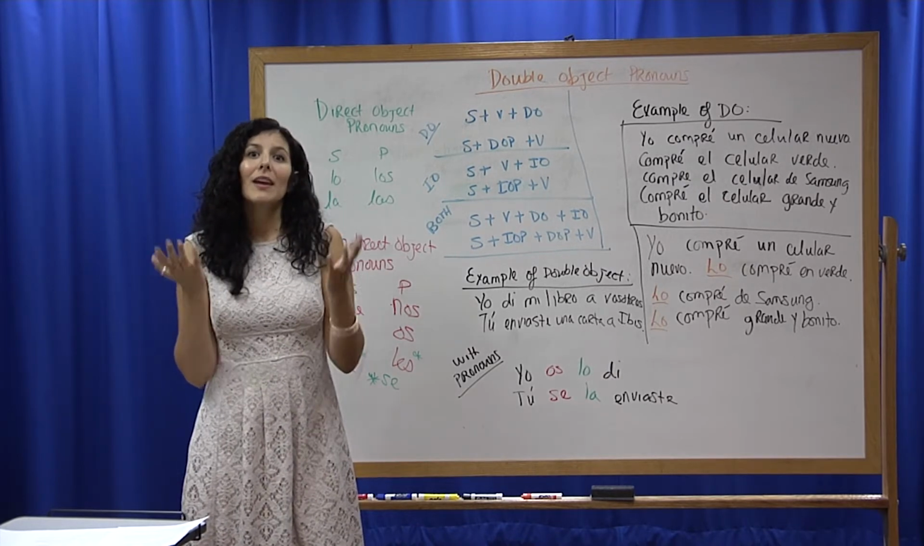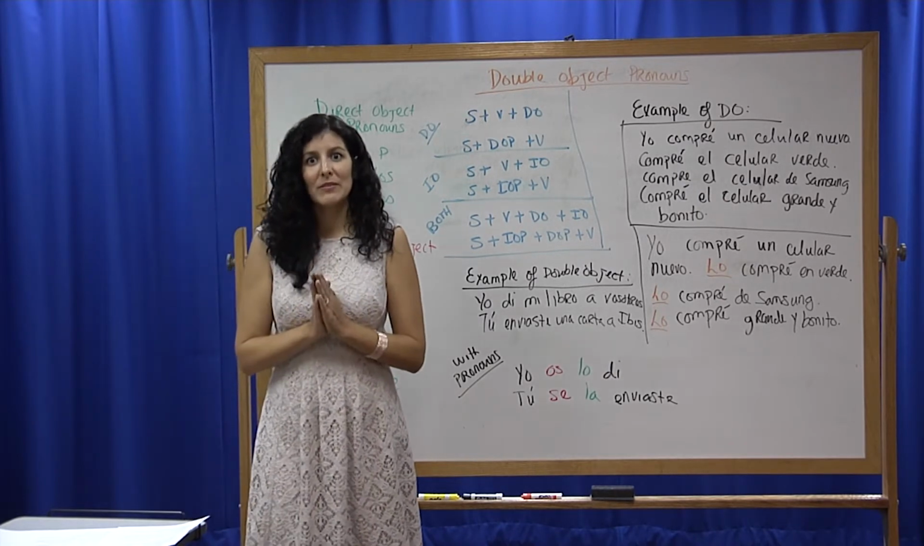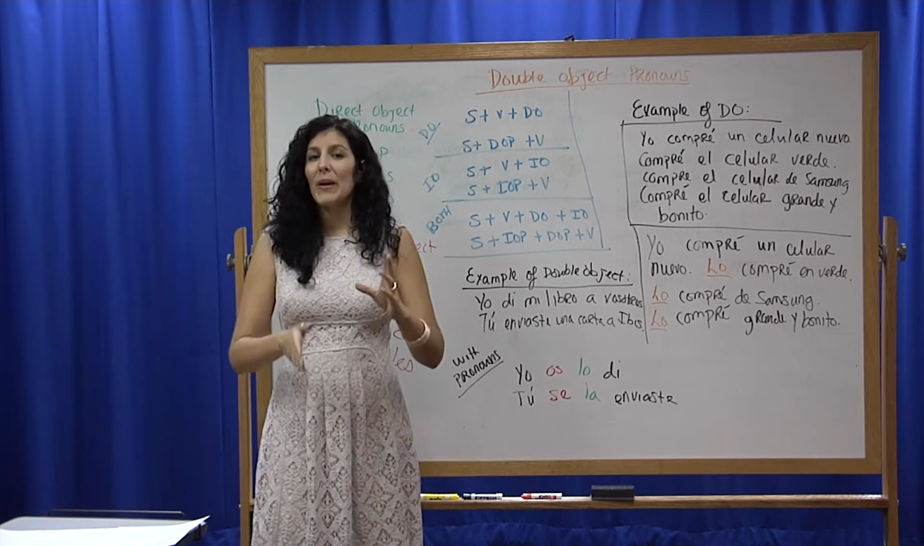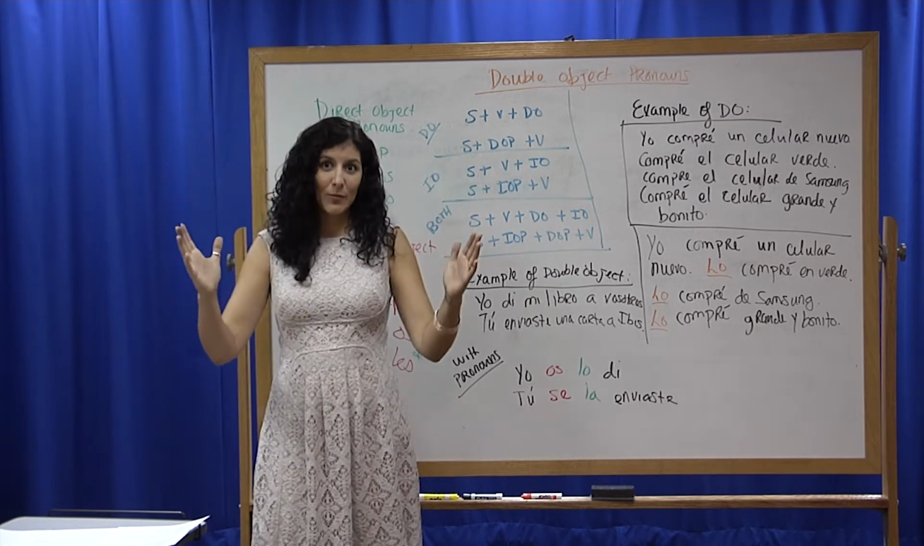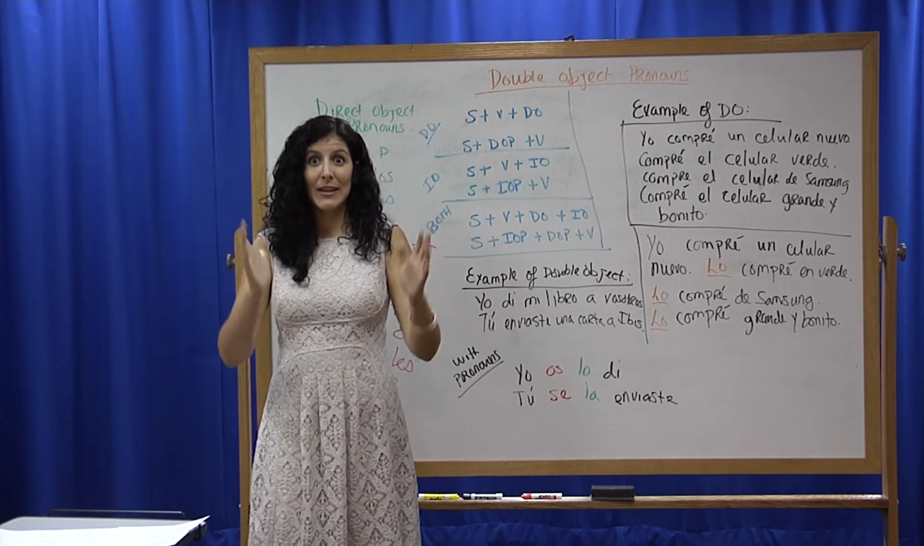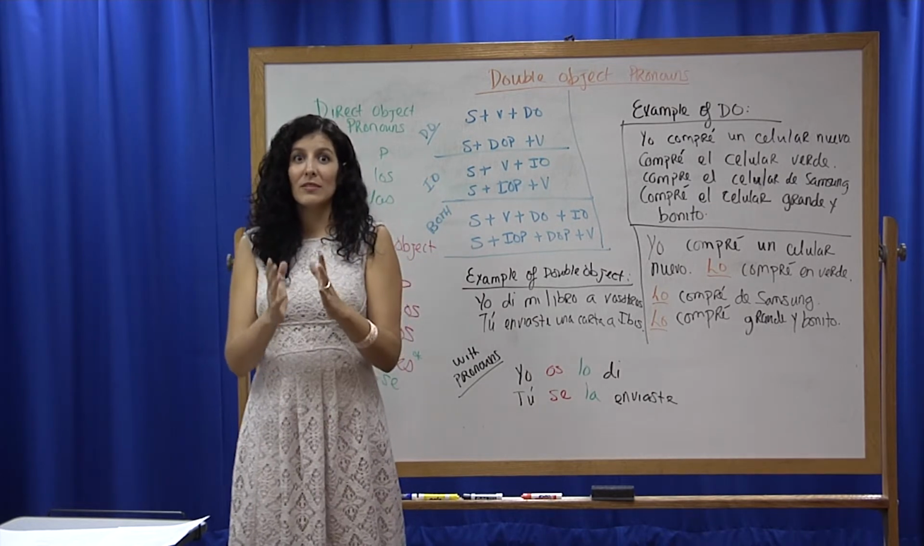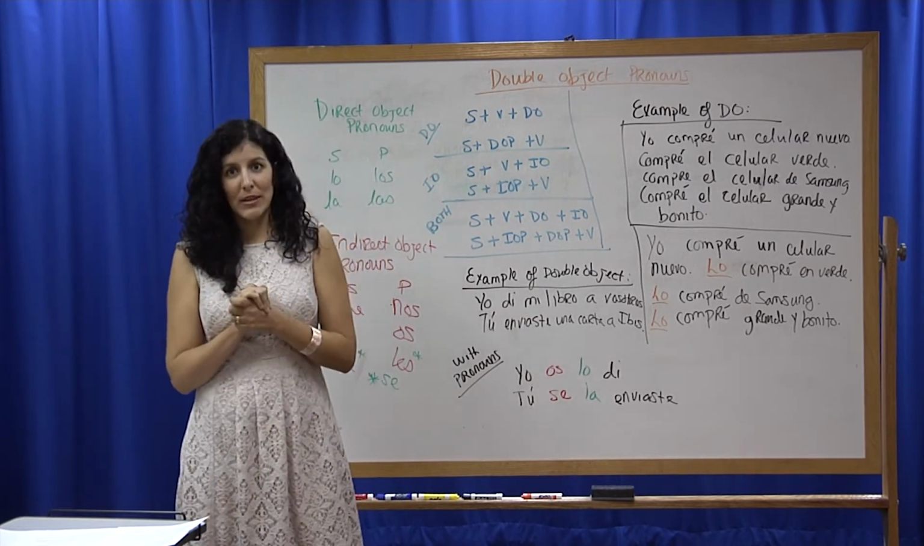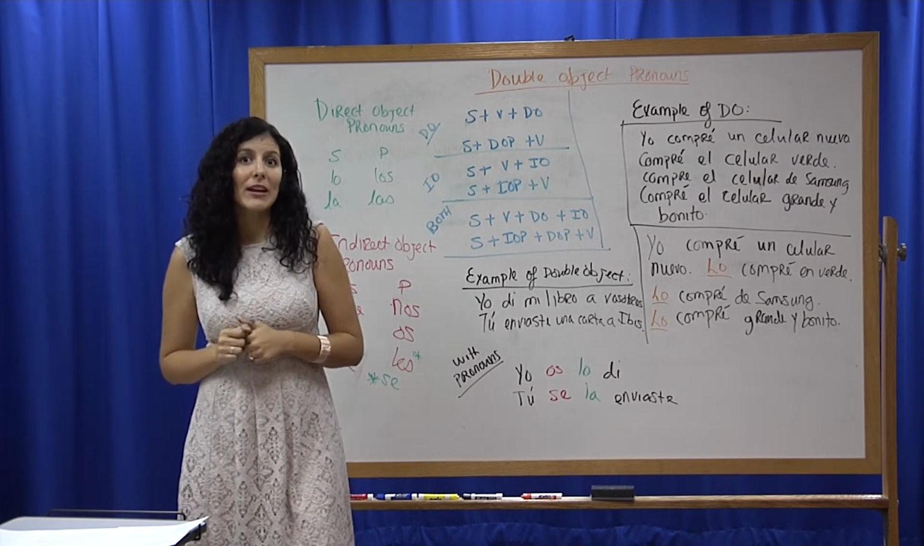So you can think in a way, especially when we think about double object pronouns, of the subject and the verb being the sandwich. Those are the 2 slices of bread, and then everything else, the pronouns, are the meat and the cheese that go between. Okay? So let's think about a real actual example.